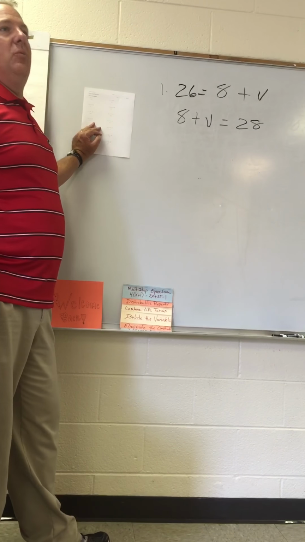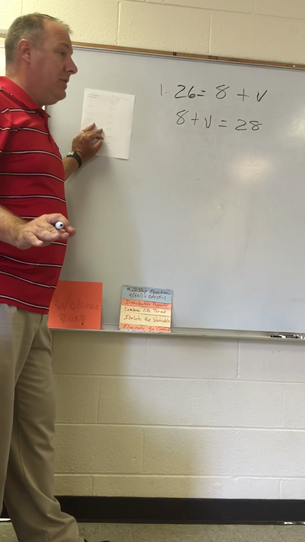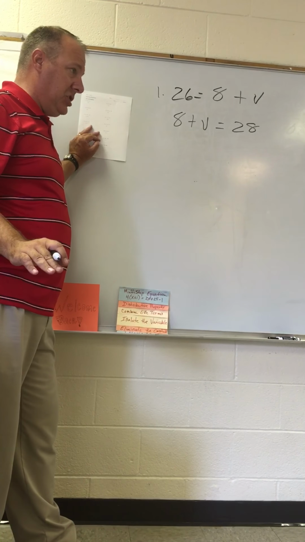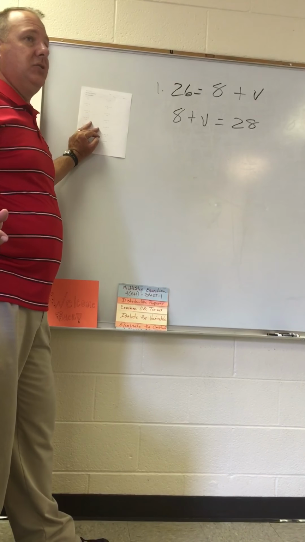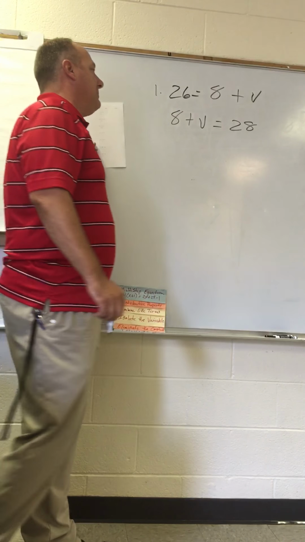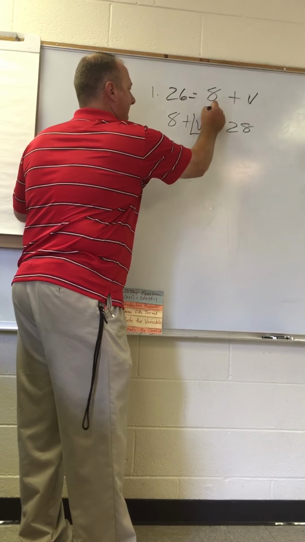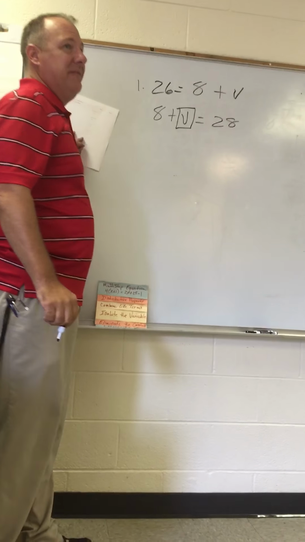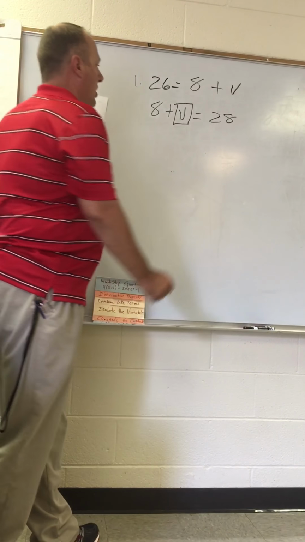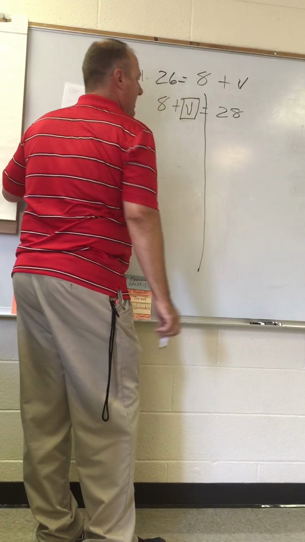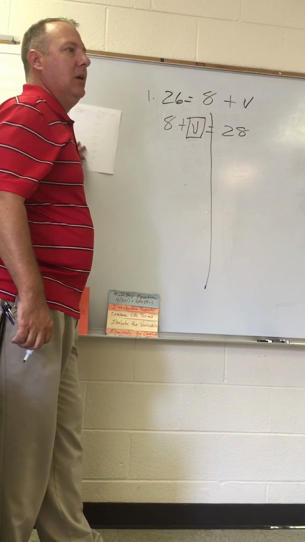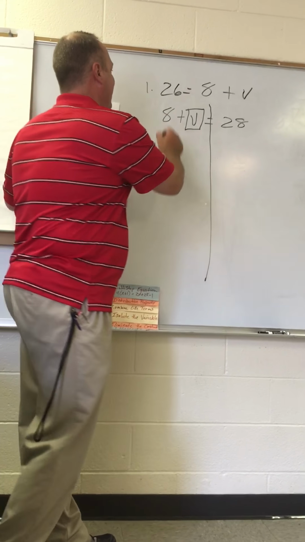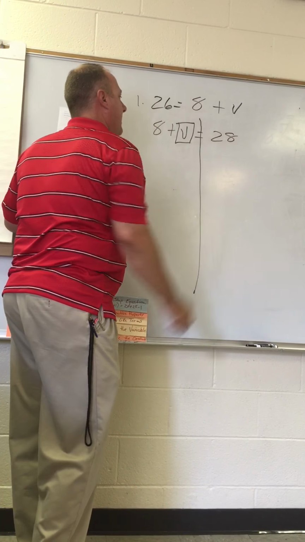I like it to look the same way every time. If you don't, that's fine. Pay attention. Okay? As long as you get the right answer, follow the steps you're supposed to, we're good. Now, the object of this game is to get the variable by itself. Our variable in this case is a v. Okay? So, I'm going to draw a line down right there to know that what I do to one side, I'm going to do to the other. All right? I need to get my like terms together.